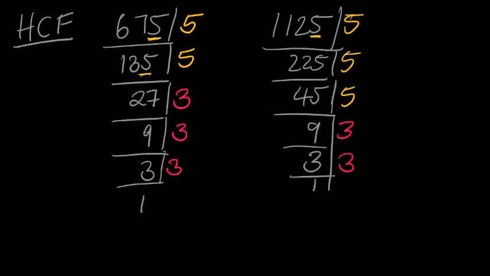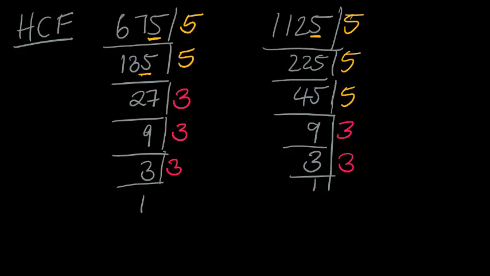You can use your calculator to do this. I just did this quickly off screen so that I don't waste your time. I'm going to say 675 divided by 5, divide by 5, divide by 3, divide by 3, divide by 3. Those are the factors of 675 and 1125. But the question is asking me, what is the highest common factor?